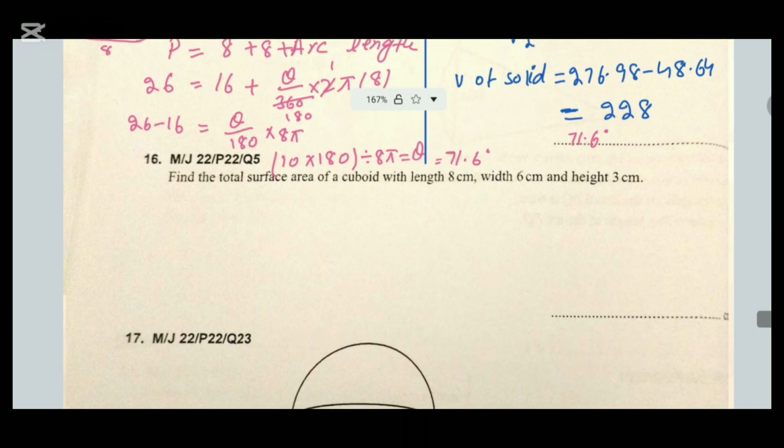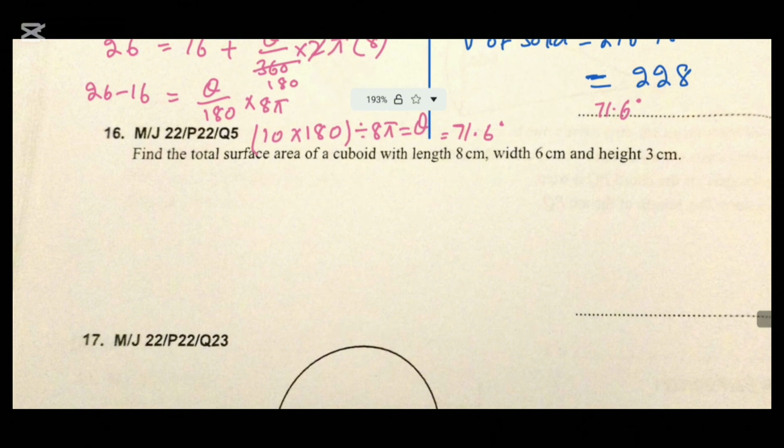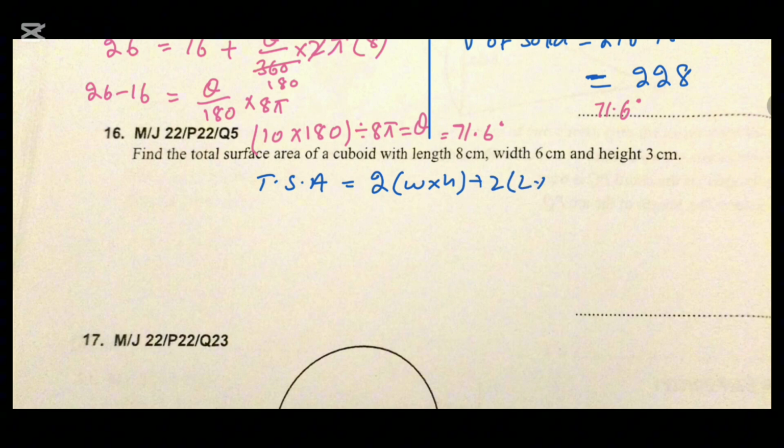Question number 16. Find the total surface area of a cuboid with length 8, width 6 and height 3. So same as before, you have to solve it with the help of the total surface area formula. Total surface area is equal to 2 into width into height plus 2 into length into height plus 2 into length into width.